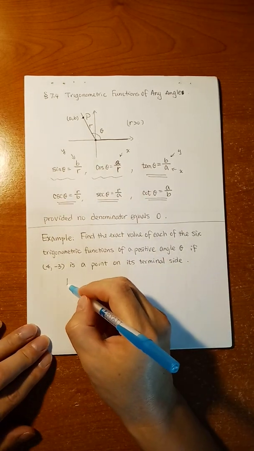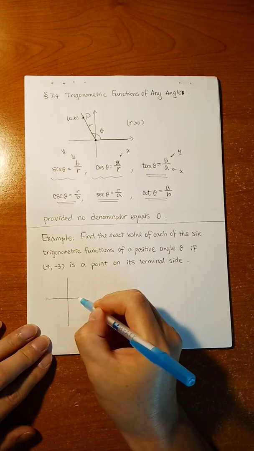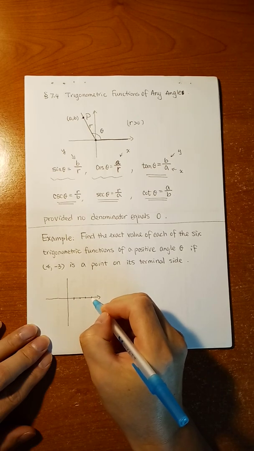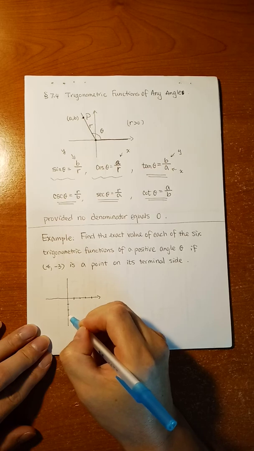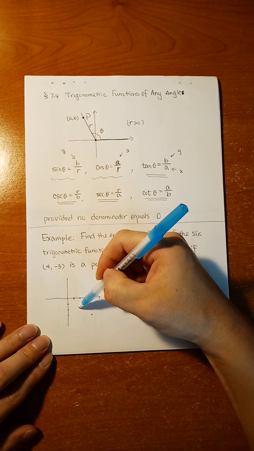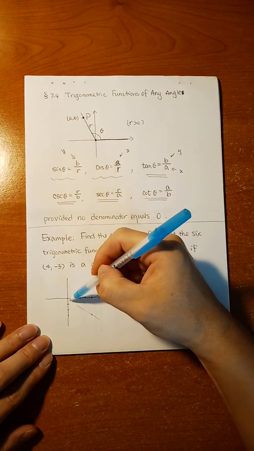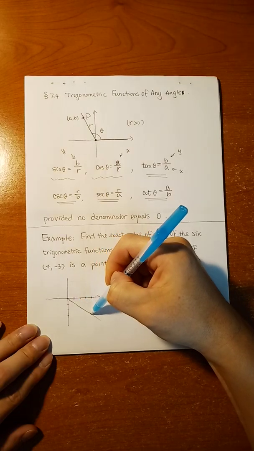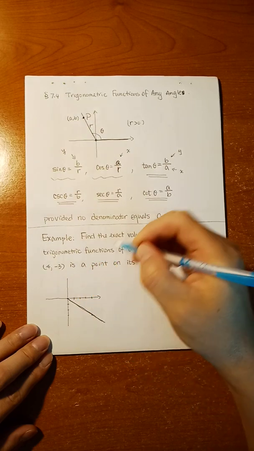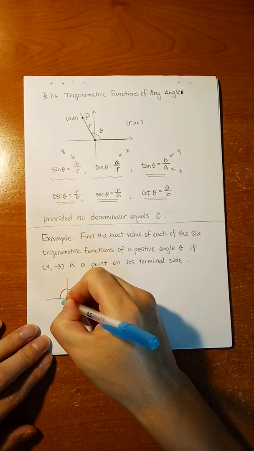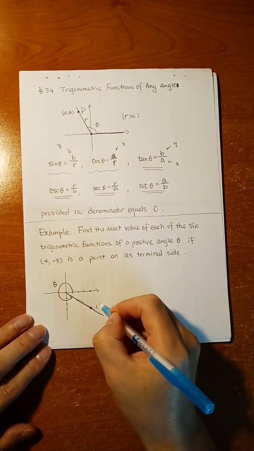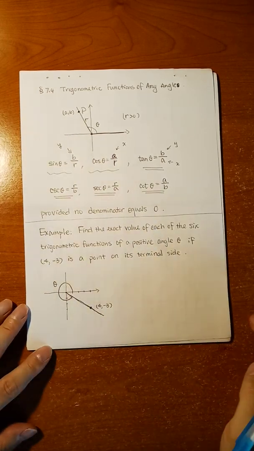Let's first locate this angle. (4, -3): the x coordinate is 4, and the y coordinate is 1, 2, 3, -3. So this is a point supposed to be on the terminal side. So the angle could be like this. This is angle theta. The point is (4, -3).